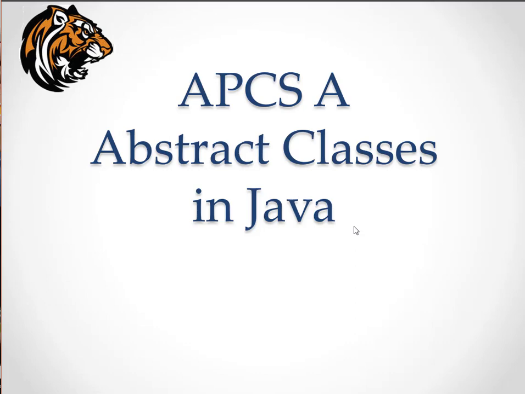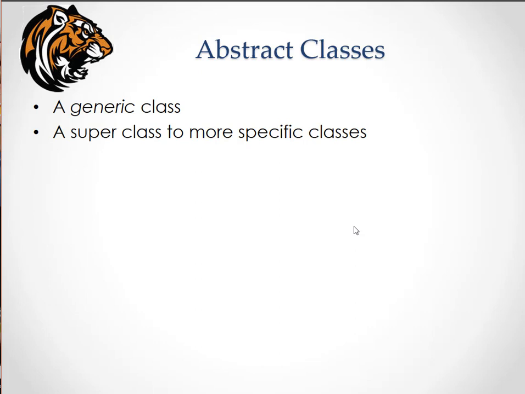Hey everybody, in today's lesson we're going to talk about abstract classes in Java. Abstract classes, they are a generic class. What that means is they are a superclass that helps define more specific classes. I think the best way to explain it is to show an example.